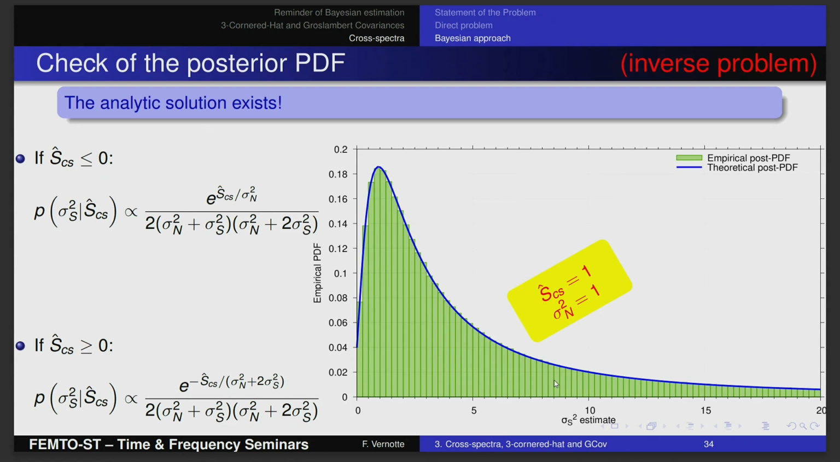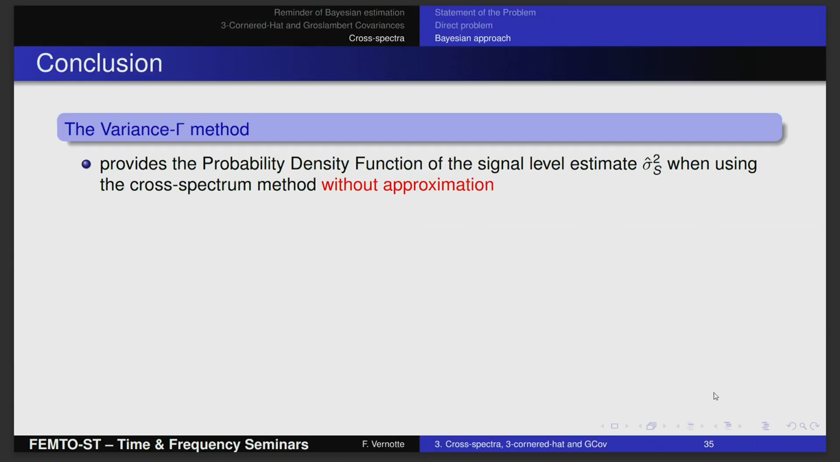And after that, you have to make the CDF. So you have to integrate this formula. It's possible to do that by integration, using Mathematica, for instance, and to retrieve the cases for which you have 2.5% or 97.5%, and so on. So it's possible with this method to get the probability density function of the signal level estimate sigma square s when using the cross-spectrum method without approximation.